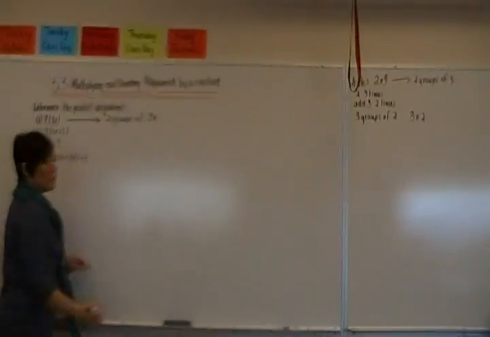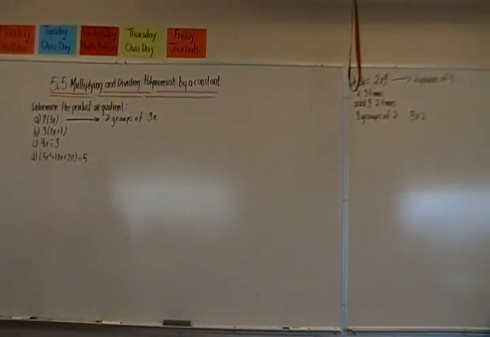Right now, on your page, draw 2 groups of 3x. What does that look like? What does 2 groups of 3x's look like? Draw using the tiles, because if you're using the tiles, it's going to help you see the product of these 2 numbers, a constant and a variable term.